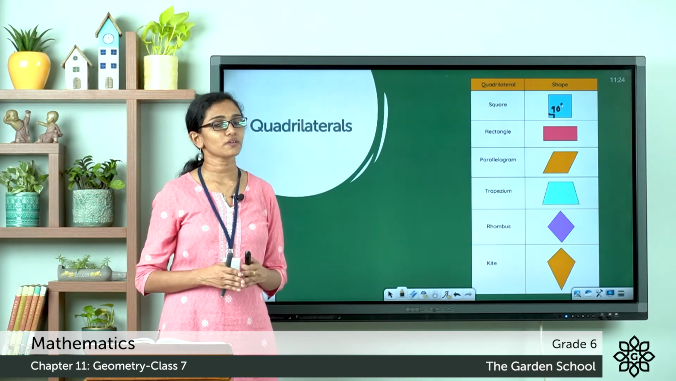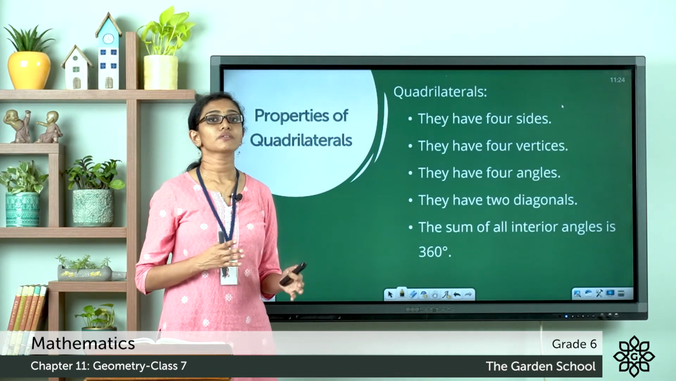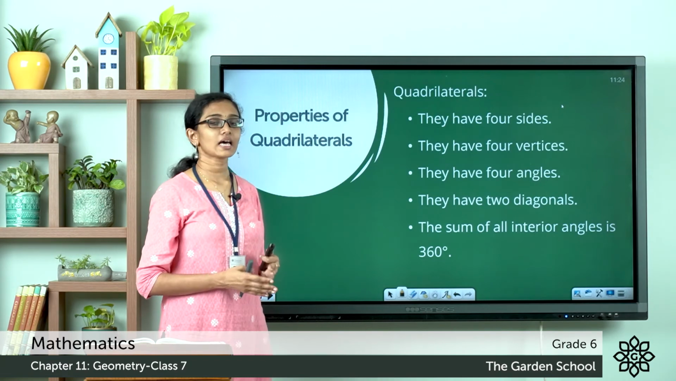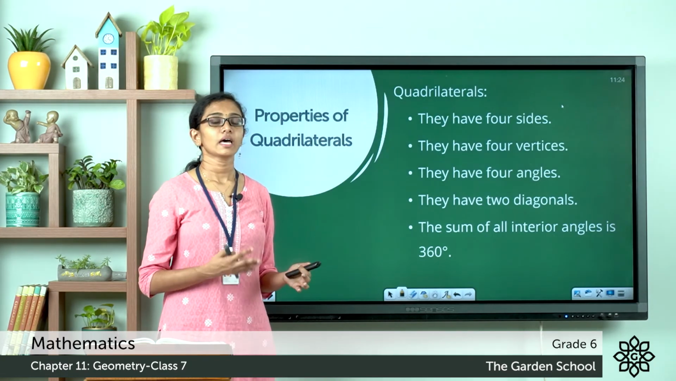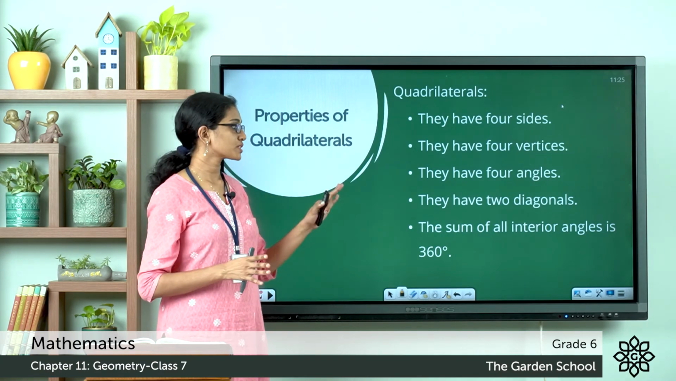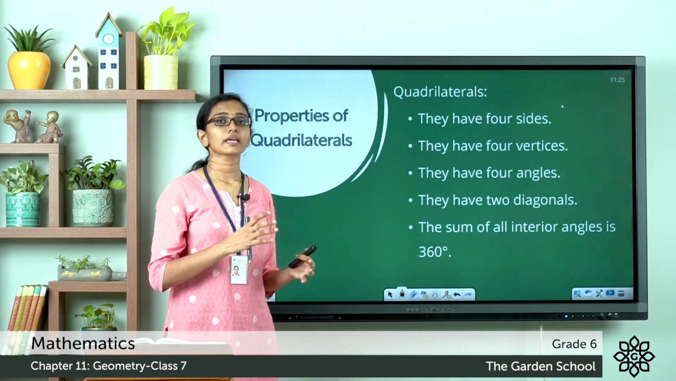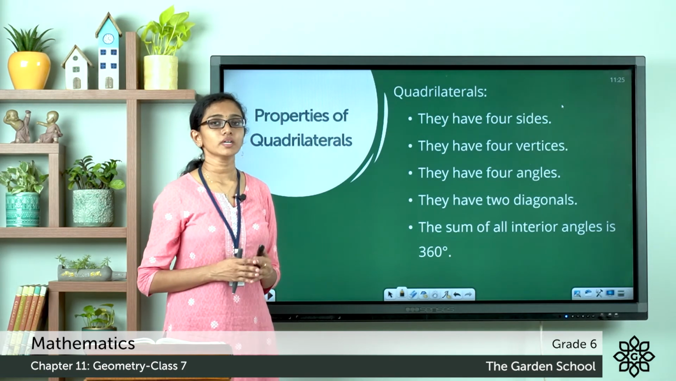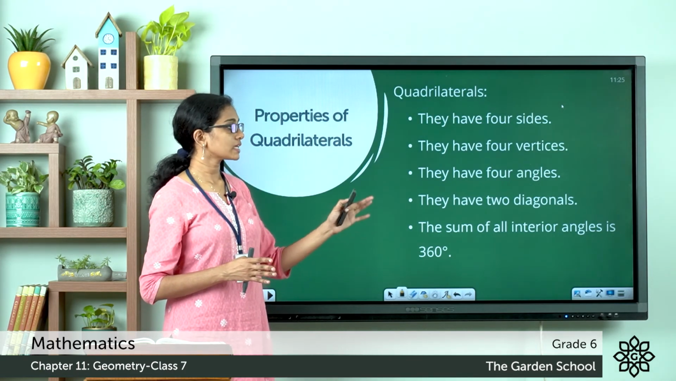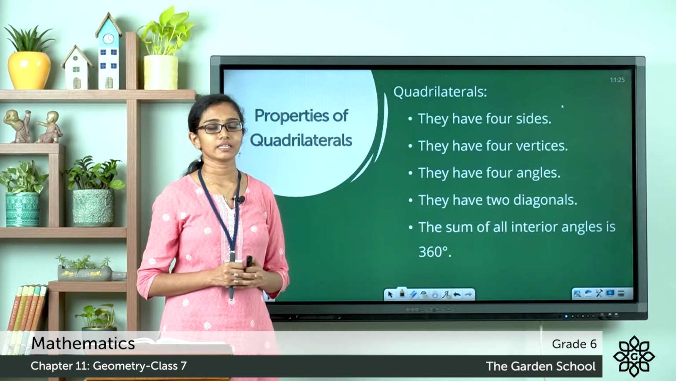Let's see the properties of quadrilaterals in general. So, quadrilaterals will have 4 sides, 4 vertices and 4 angles. And we can draw 2 diagonals for a quadrilateral. Also, the sum of all interior angles, which means the angles which are enclosed by the 4 sides of the quadrilateral, will be equal to 360 degrees.